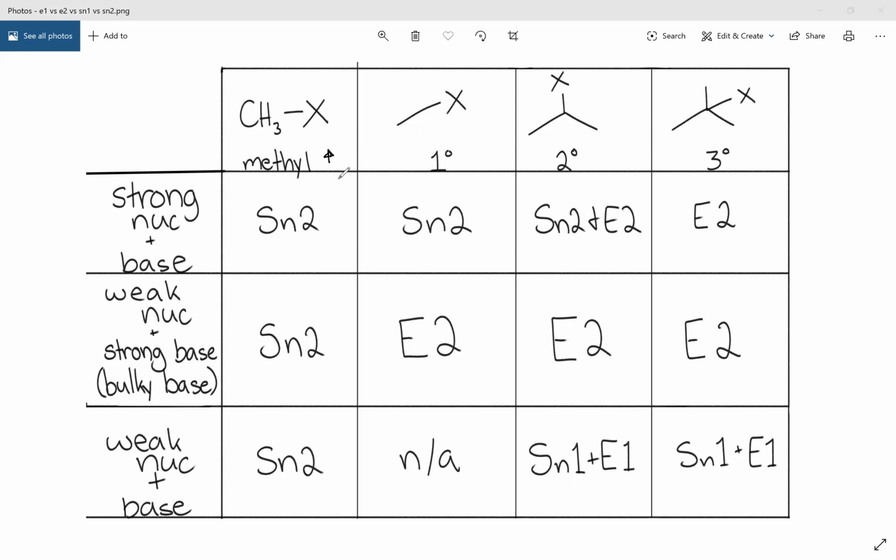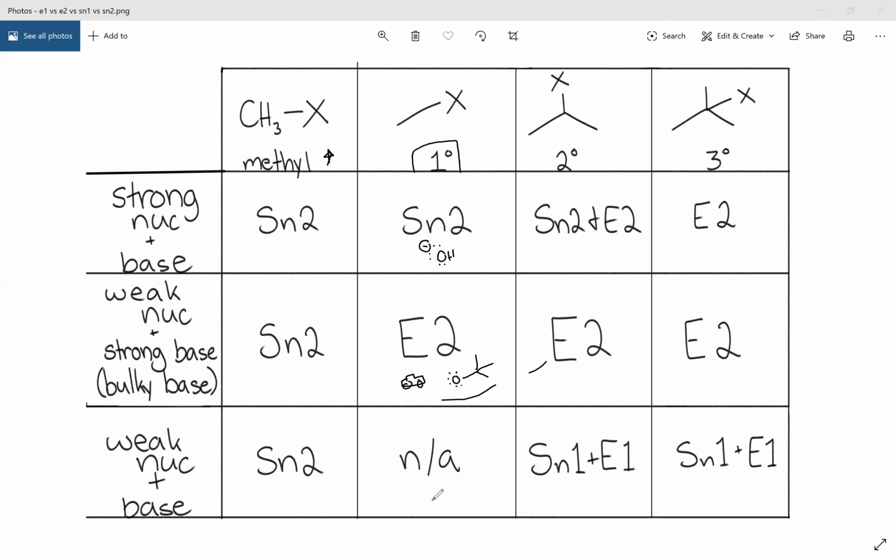Methyl's easy, all SN2, so I'm going to skip that. Primary is a little bit different, because remember when we want to do a replacement reaction, we want to use a small nucleophile/base, like negative OH. Whereas E2 elimination reactions are generally going to use big bulky bases, at least when we're using a primary alkyl halide or primary substrate. This is because it's going to be a big truck trying to fit into a small parking space. And then we usually don't see weak nucleophiles and bases reacting with primary alkyl halides.